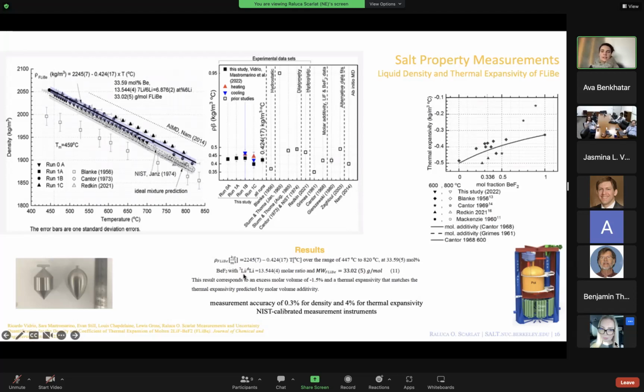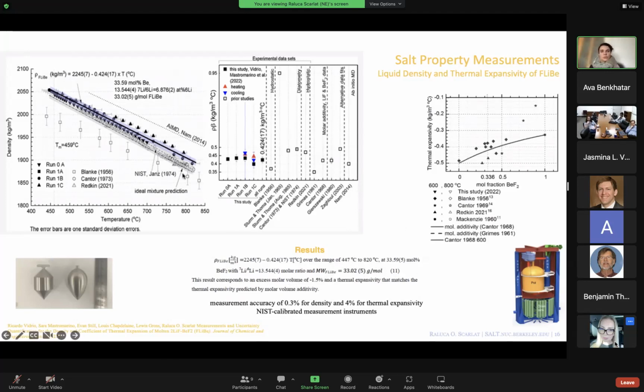We also have the isotopics of lithium. They can contribute up to 2% to error because lithium is such a light element that 7.6 can give you an effect on density. And then we also measured the composition of the salt, so we reported the molecular weight of FLiBe, which is sensitive to composition.